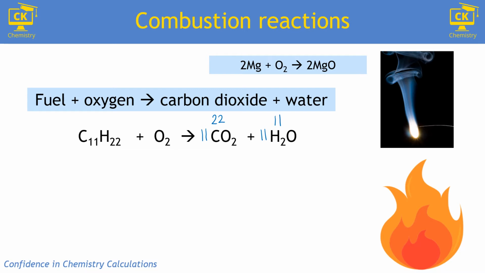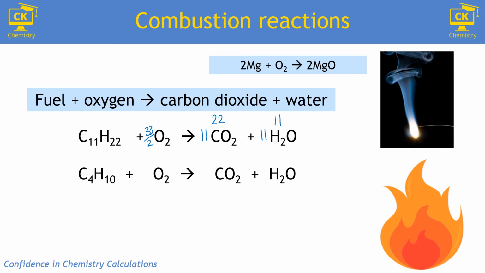I can either double everything up and write 33 lots of O2, or I can simply write 33 over 2, or I can work it out, whatever that ends up being, 16.5 O2 molecules. So you are allowed to have halves in front of diatomic elements, so things that have even numbers, Cl2, O2, H2, etc. Second possible equation, we've got C4H10 plus O2.